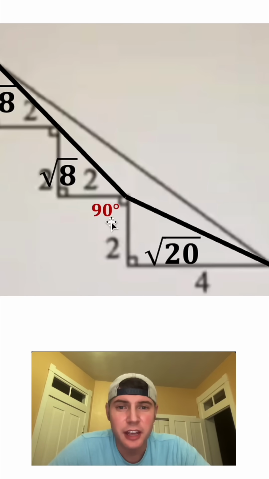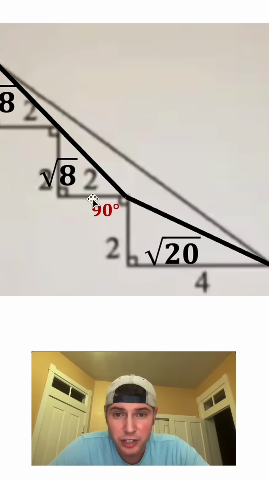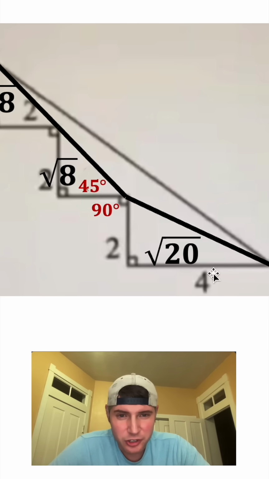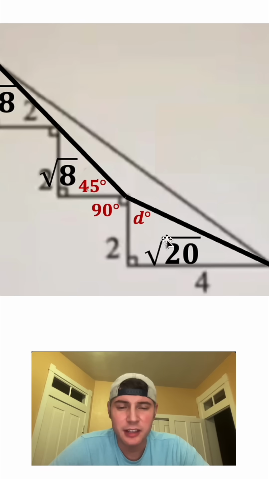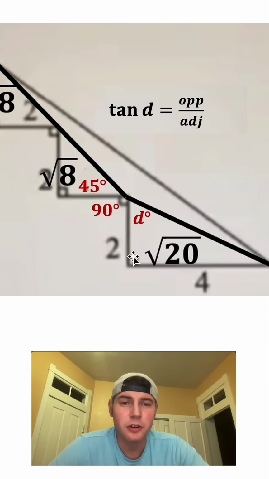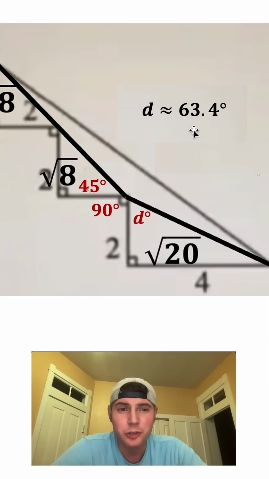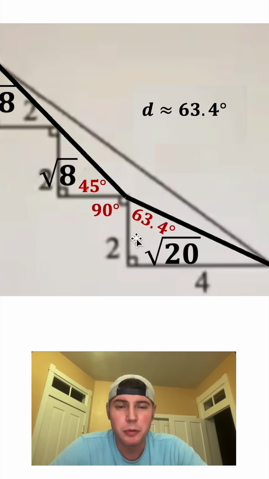This is a 90-degree angle. This right here is an isosceles right triangle, which means that's 45 degrees. And then for this last angle, there's no shortcut, so let's call it d degrees, and let's use some trigonometry. We know that the tangent of d is equal to the opposite over the adjacent. Well, this opposite side is 4 and the adjacent side is 2, so this is going to become 4 over 2. And 4 over 2 is equal to 2. Then we can tangent inverse both sides. On the left-hand side, we have d, and it'll be equal to the tangent inverse of 2, which is approximately 63.4 degrees. So let's change this d to 63.4 degrees.